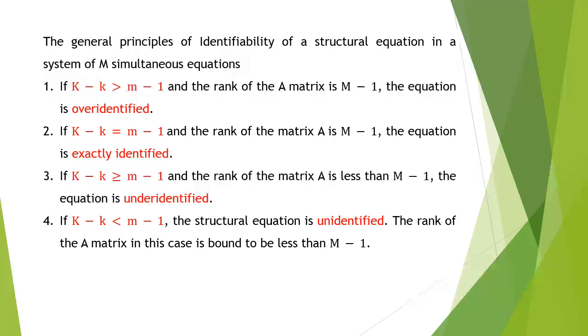Third, if K minus k is greater than or equal to m minus 1 and the rank of the matrix A is less than m minus 1, the equation is under identified. And the fourth, if K minus k is less than m minus 1, the structural equation is unidentified. The rank of the A matrix in this case is bound to be less than m minus 1.